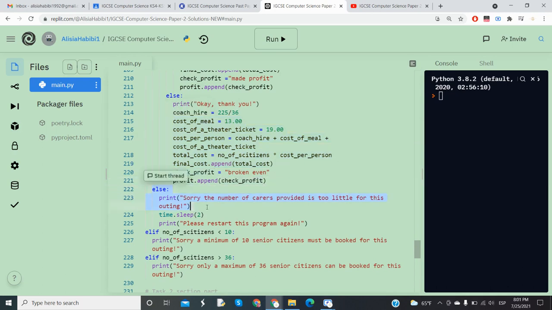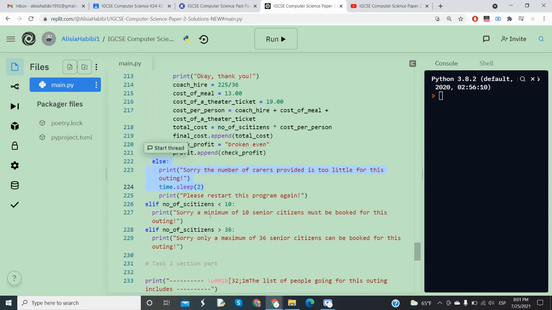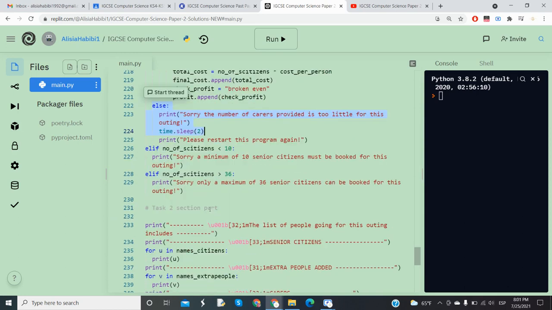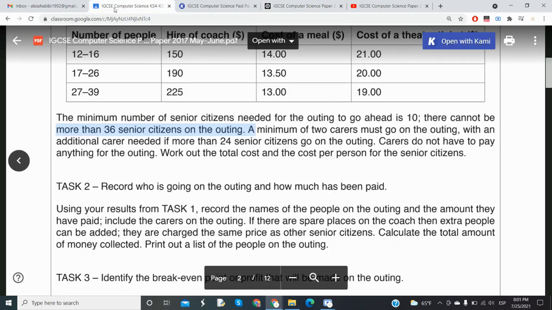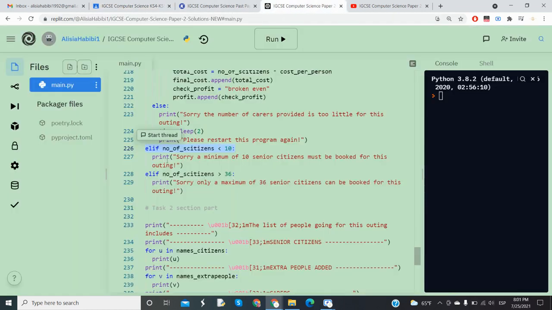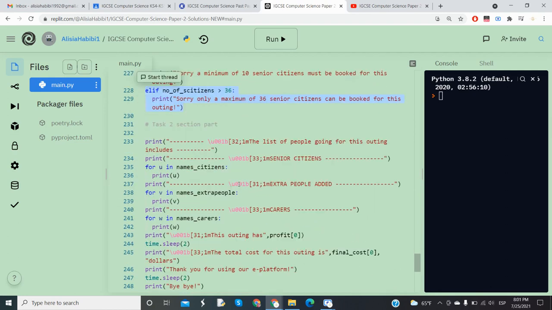And then else is in case they enter a carrier's number that is less than 2. And of course, this message is printed. And finally, if they enter any number of citizens that is less than 10, remember it says that it should be at least 10 people going. So if they enter anything less than 10, it's going to tell them, sorry, there should be a minimum of 10 people booked. So it has to be at least 10. And then if they enter anything greater than 36, it's going to tell them, sorry, the maximum is 36.